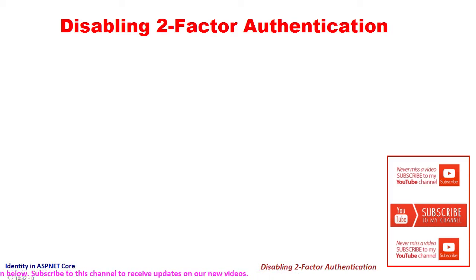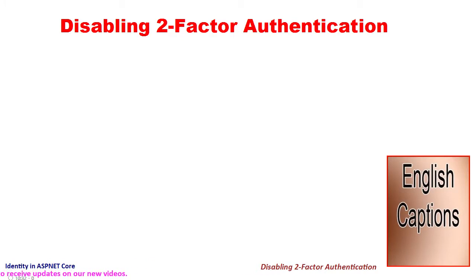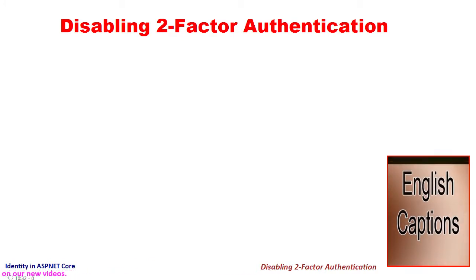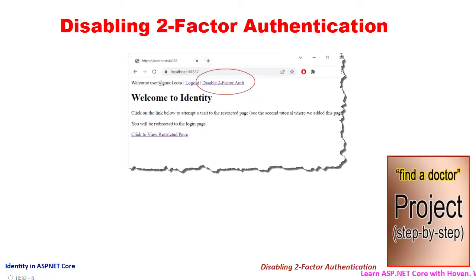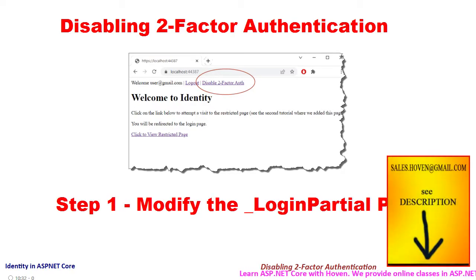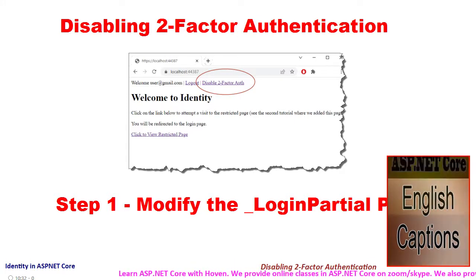The purpose of this tutorial is to add the functionality that allows a user to disable his two-factor authentication. For this, we shall have to modify the login partial page so that the disable two-factor authentication link is shown to him.